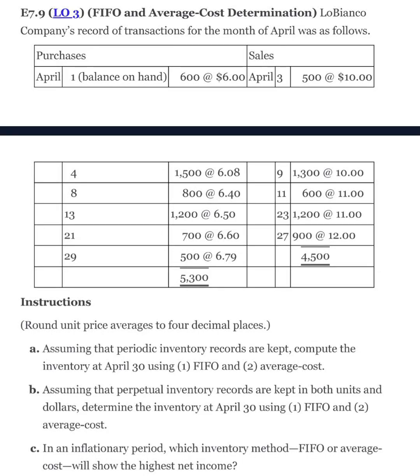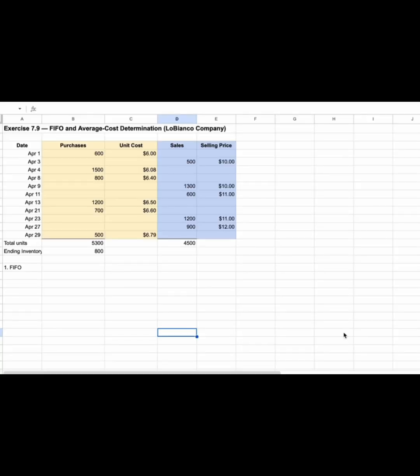Hello everyone, in this video I'll walk you through exercise 7.9 from chapter 7. We'll compute ending inventory using both first in first out and the average cost methods under periodic and perpetual systems and discuss which gives the highest net income.